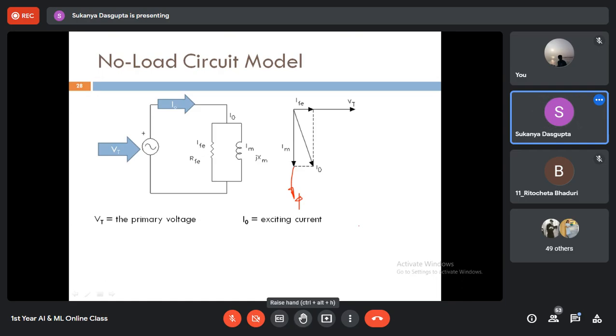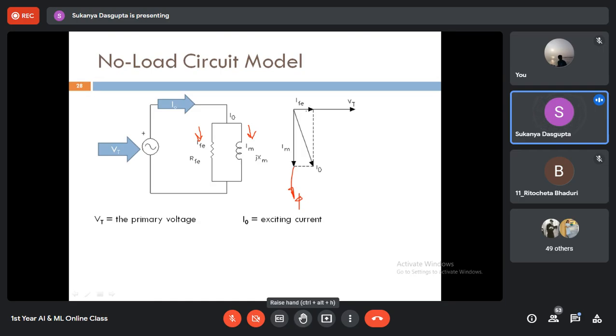The flux should remain constant throughout the operation of the transformer. If there is any variation of the flux, there will be a change in the voltage induced at the secondary side, which in turn causes a problem across the load voltage. Right? And what is this IFE? This current component will be perpendicular to this flux, because this is the current which is producing the ohmic loss, I squared into RFE.